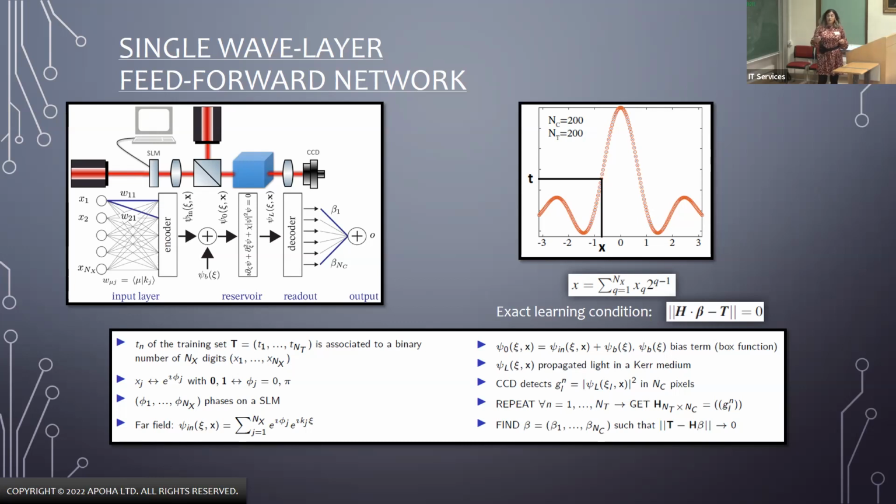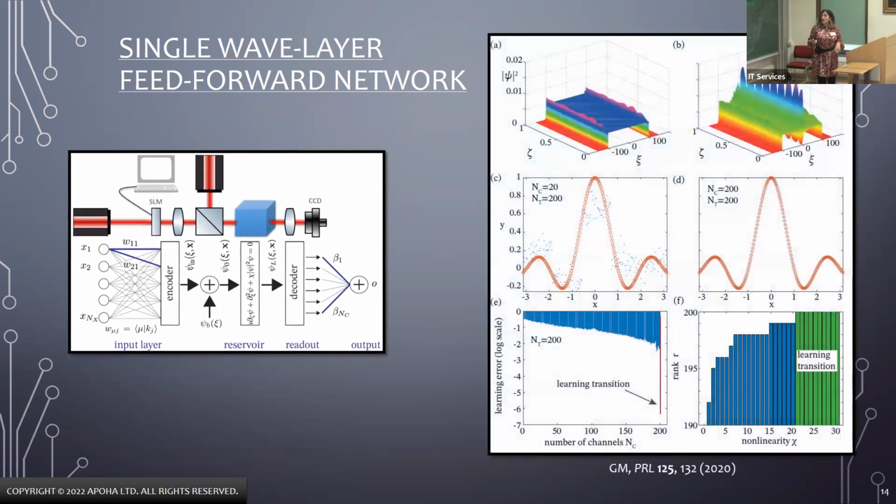But in the condition in which the matrix H is a square matrix with non-zero determinant, this means we can solve this exact equation, which is the equation that gives us the exact learning condition. So we just invert the matrix H and we get beta from the training set. Once you have this, the learning is done. And here you can see the same example in different conditions.